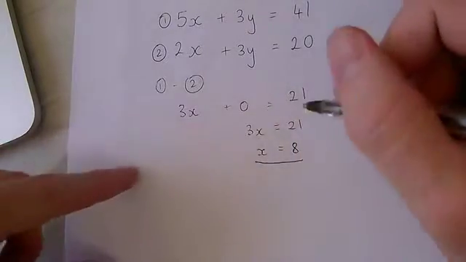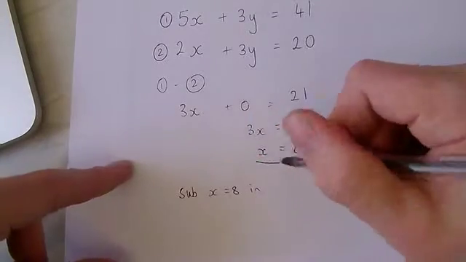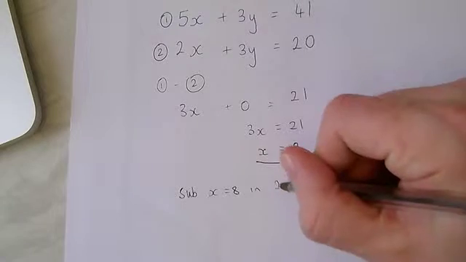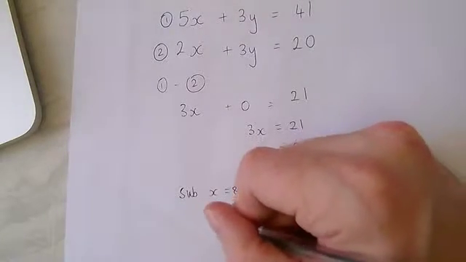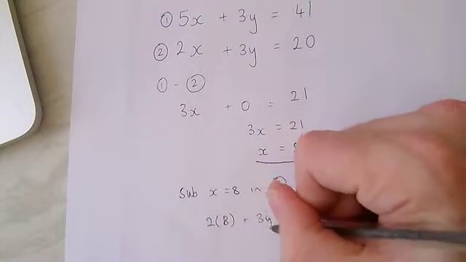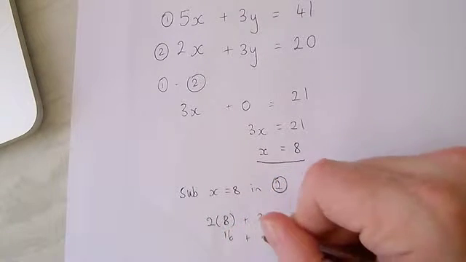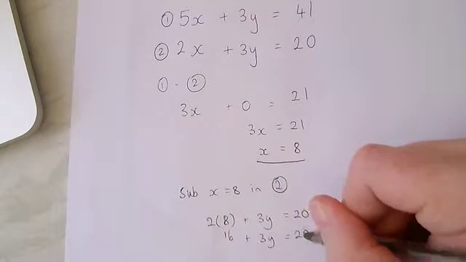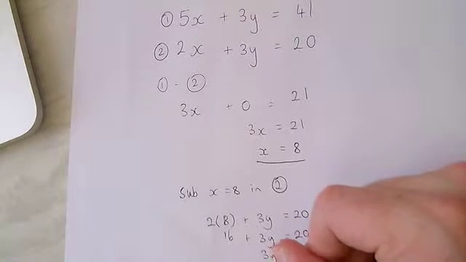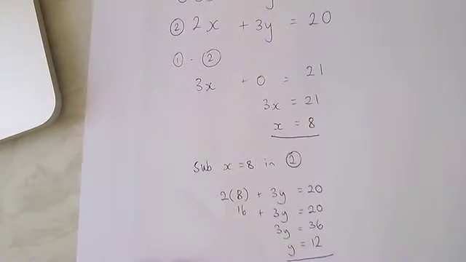Now because I found x equals 8, I'm going to sub x equals 8 into, now I choose the one with the smaller numbers to make it easier, so I'm going to choose number 2. So sub x equals 8 into 2, so 2 lots of 8 plus 3y would be equal to 20. So that is 16 plus 3y is equal to 20. So 3y is equal to 36. So y is equal to 12, as you can see there.